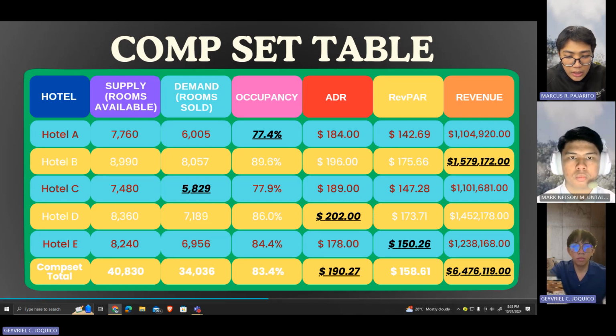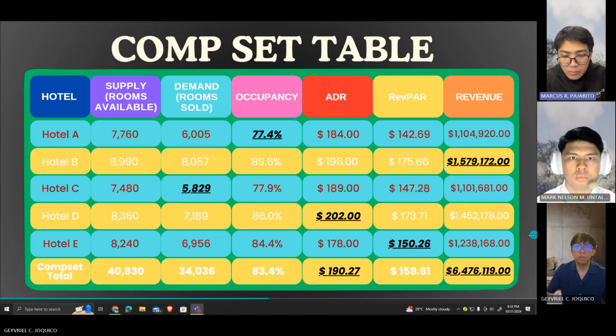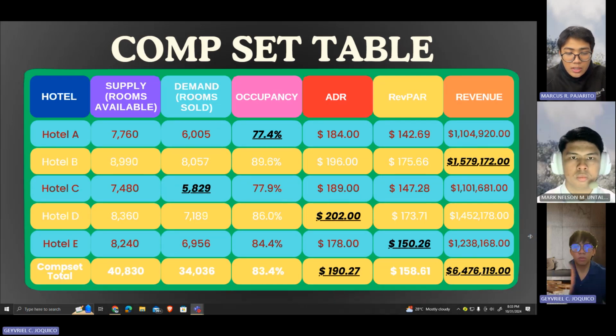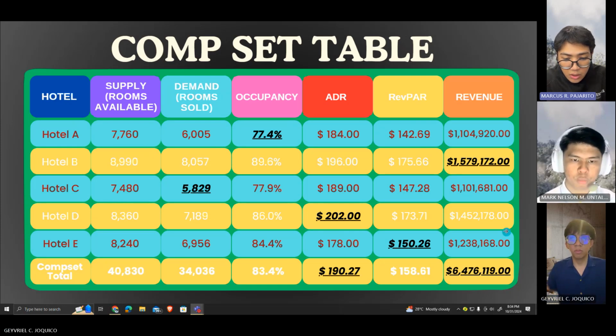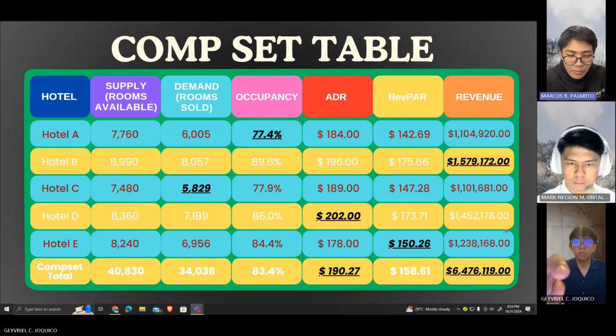As we can see, Hotel A's occupancy rate is found by dividing rooms sold, 6,005, by rooms available, 7,760, which yields 77.4% occupancy. This percentage shows the hotel's efficiency in utilizing its available rooms, a key factor in operational assessment.